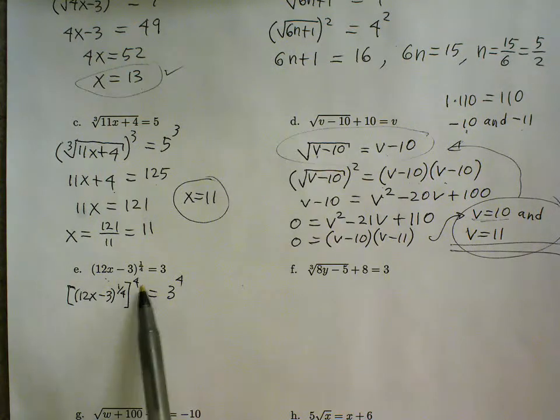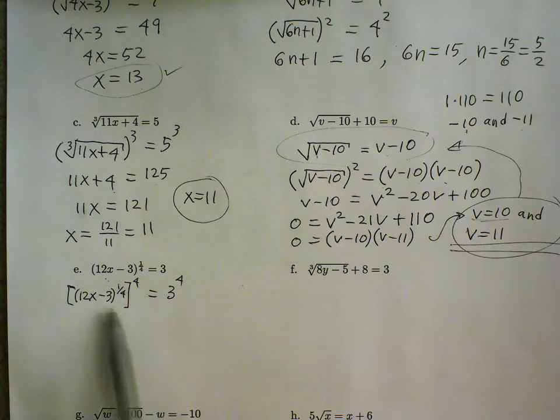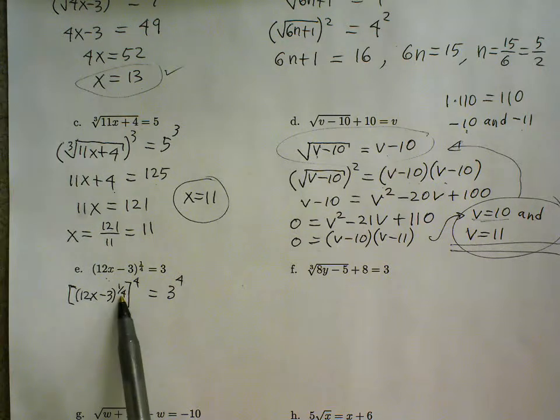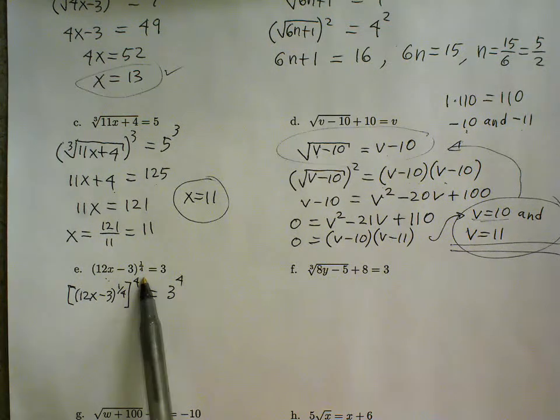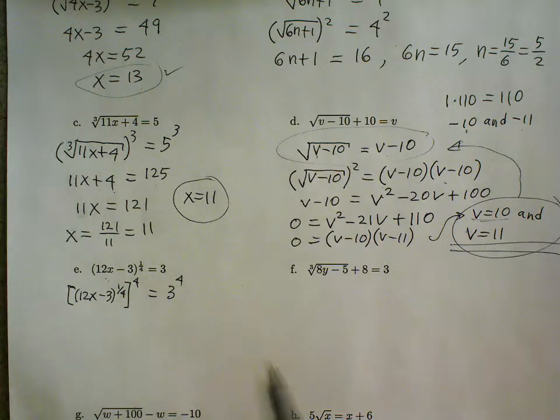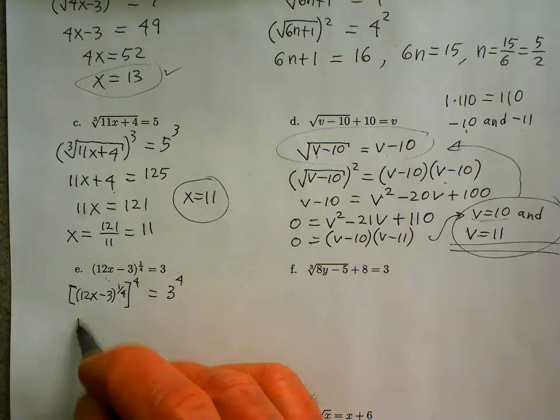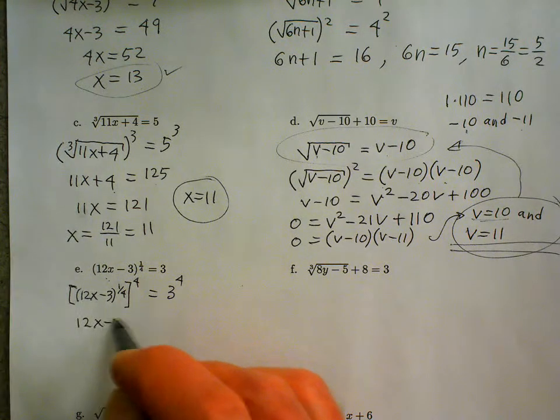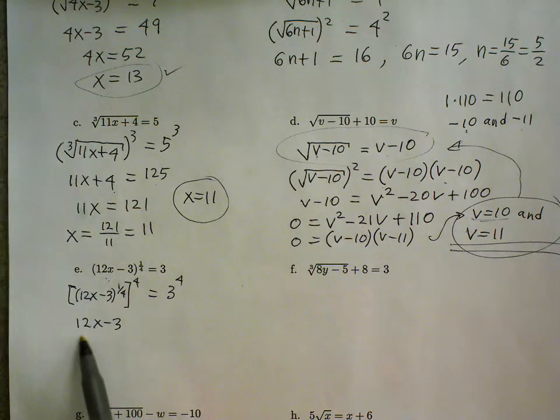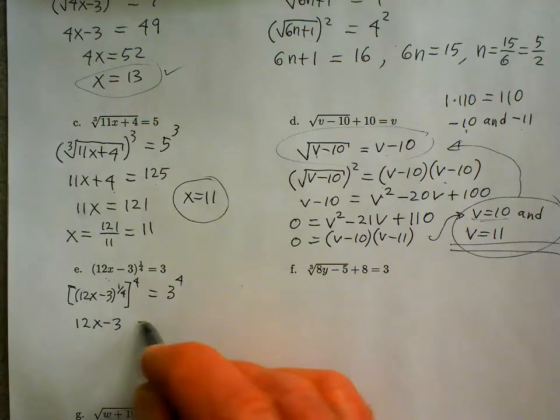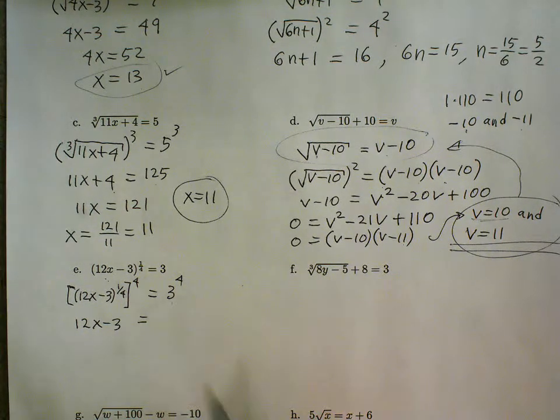So remember the property of exponents. We have 12x minus 3 to the 1/4, and that is raised to the 4. We multiply the exponents, 4 times 1/4. 4 times 1/4 is 1, so we just get 12x minus 3 to the 1st, which is just 12x minus 3. And then 3 to the 4th is 81.